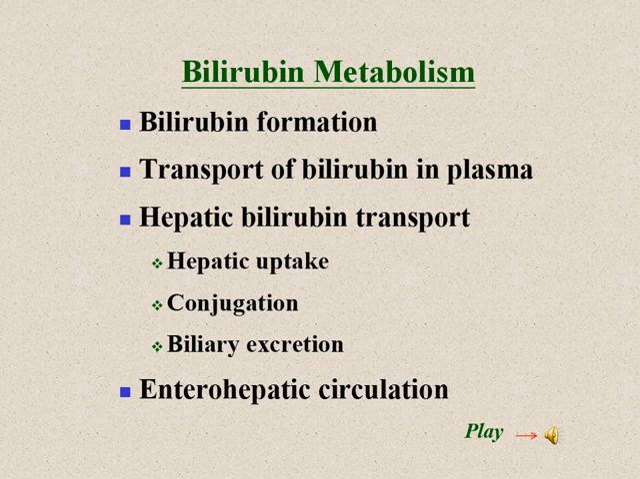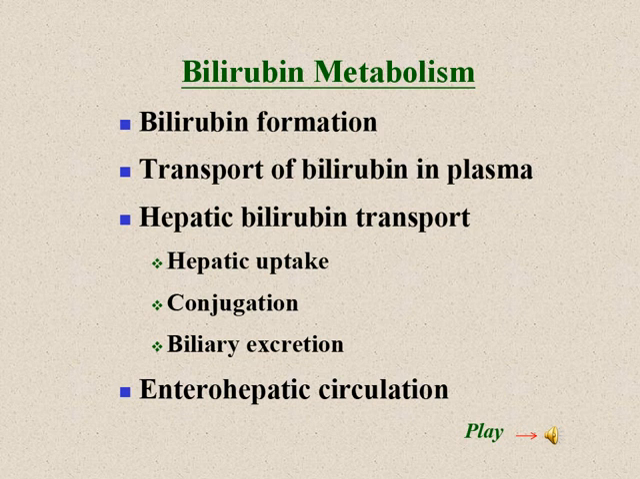Bilirubin metabolism includes bilirubin formation, transport of bilirubin in plasma, and hepatic bilirubin transport. Hepatic bilirubin transport includes hepatic uptake, conjugation, biliary excretion, and enterohepatic circulation. Bilirubin formation we already discussed in the previous classes. The RBC is destroyed after 120 days and converted to heme and globin. Globin is utilized by the body, and the heme ring is broken down. The first compound formed is biliverdin, which is converted to bilirubin. The firstly formed bilirubin is called unconjugated bilirubin.